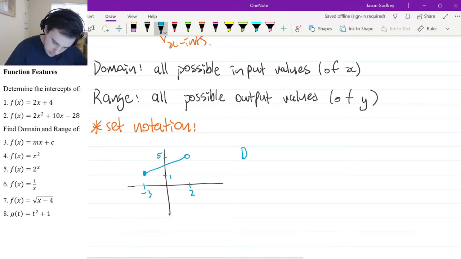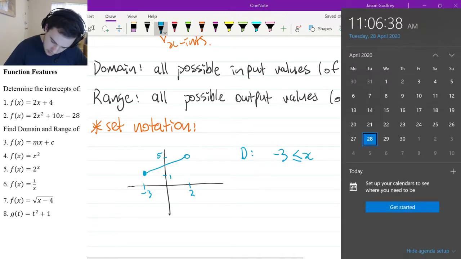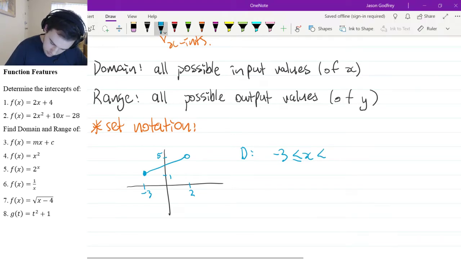So we can say the domain is, you can write this as an inequality. It's everything x is bigger than or equal to -3, and x can be less than 2, but not including 2. So that's how we could write this as an inequality.